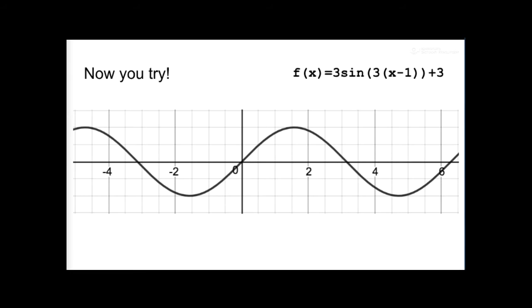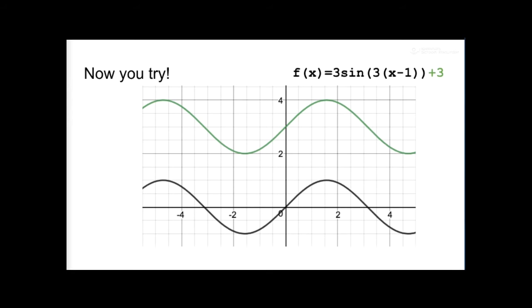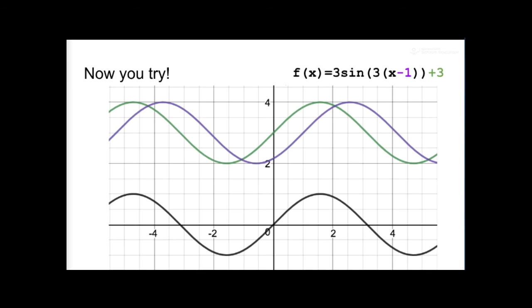Now let's try to put them all together. So we're going to try to graph this function, 3 sine of 3x minus 1 plus 3. So here's our original sine function. We're going to start by graphing the vertical transformation. So there's the vertical shift up. Let's try applying our next transformation, the horizontal shift. So we can see from the original sine function in black, we've shifted up and to the right.